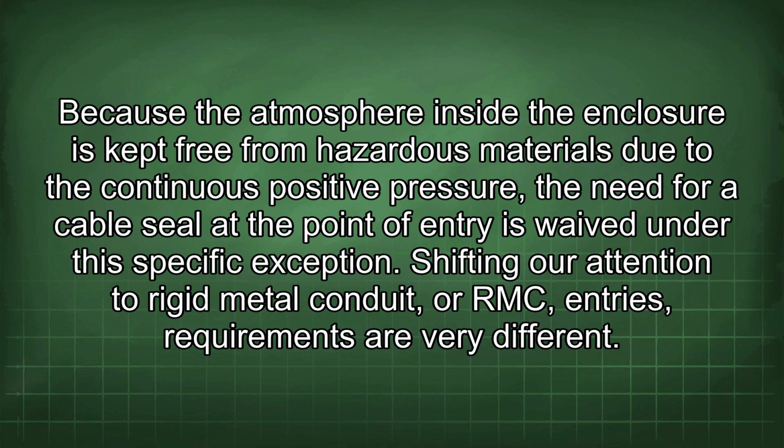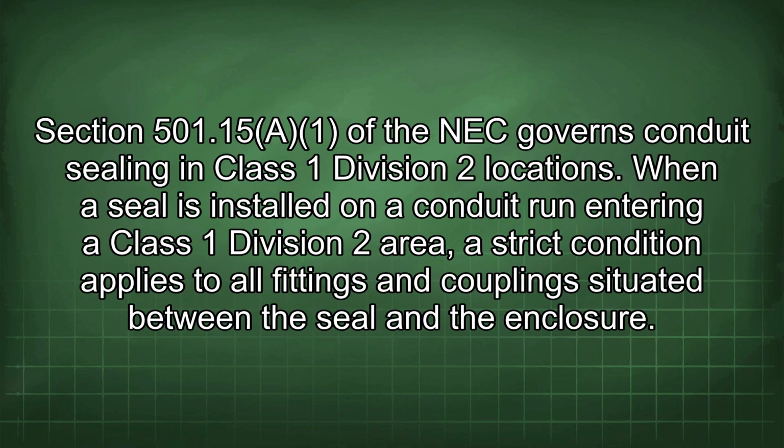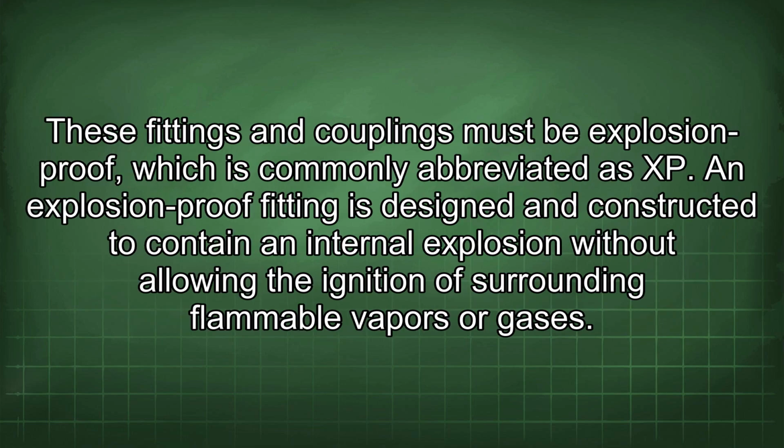Shifting our attention to rigid metal conduit, or RMC, entries, requirements are very different. Section 501.15(a) of the NEC governs conduit sealing in Class 1 Division 2 locations. When a seal is installed on a conduit run entering a Class 1 Division 2 area, a strict condition applies to all fittings and couplings situated between the seal and the enclosure. These fittings and couplings must be explosion-proof, which is commonly abbreviated as EXP.